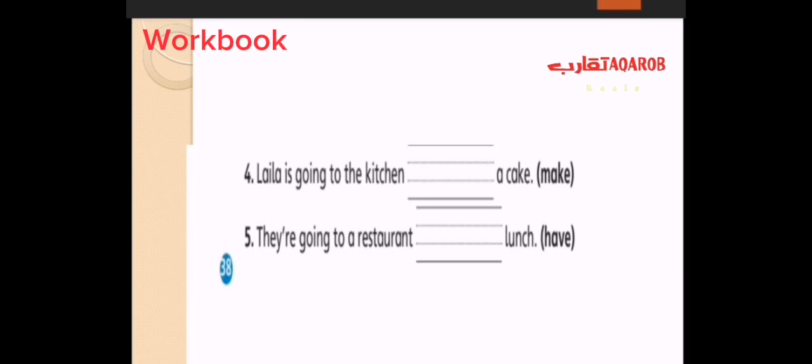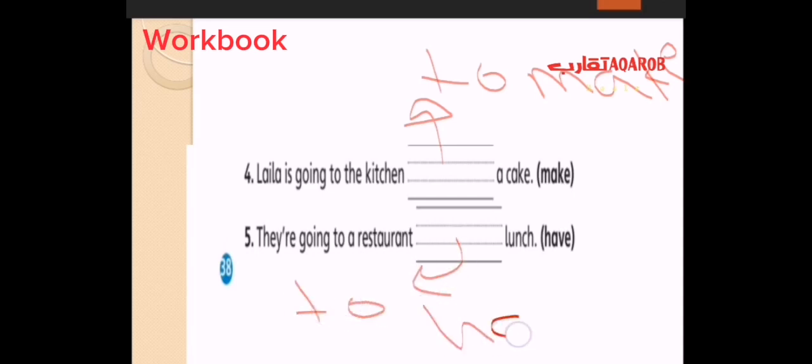Layla is going to the kitchen. Why is Layla going to the kitchen? To make. Yes, to make. Excellent. They are going to a restaurant. Why are they going to a restaurant? To have. Yes.